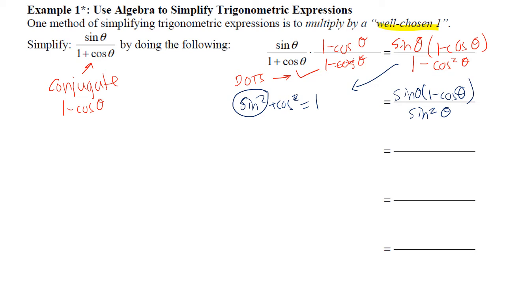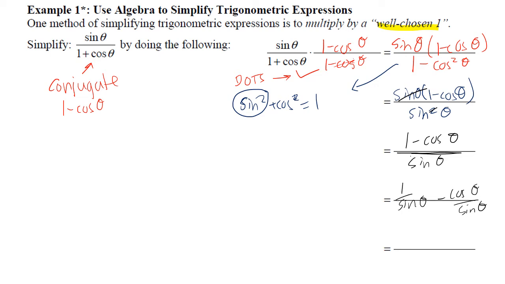Okay, so if you look here, we have a sine in the numerator and two sines in the denominator. So I can eliminate one, and I'm left with 1 minus cosine theta over sine theta. When I'm dividing by a monomial, which is one term in the denominator, I can actually split this up. So this is the same thing as 1 over sine theta minus cosine theta over sine theta.